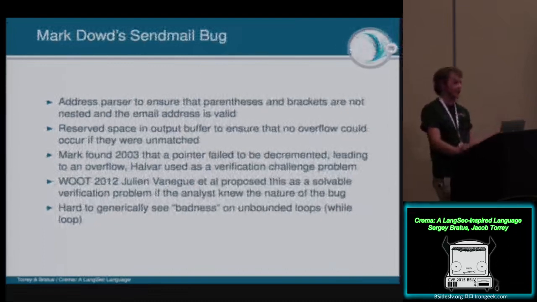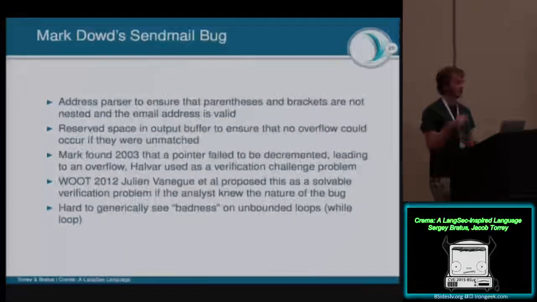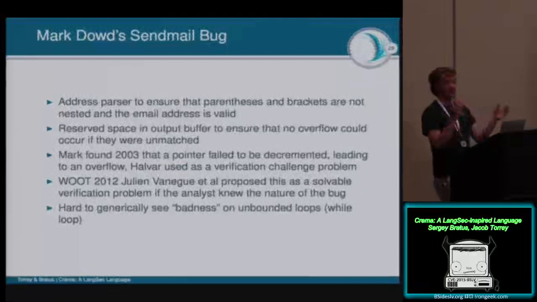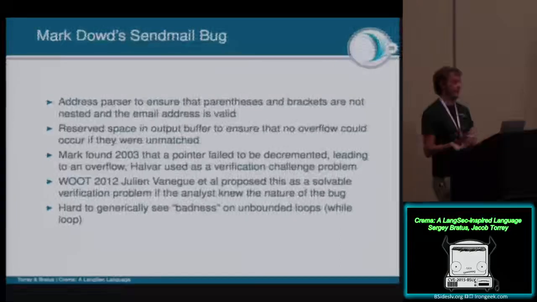Then in 2012, Julian basically showed how you would use an SMT solver to find that specific bug. The only issue is the analyst who was writing that verification question had to know what the bug was going to look like, because if you look at the source code, it's just a while loop, and you're not really sure if it's iterating through the loop or waiting for some time condition or what. So it's very hard to generically see the badness in this unbounded loop. It was a while loop.